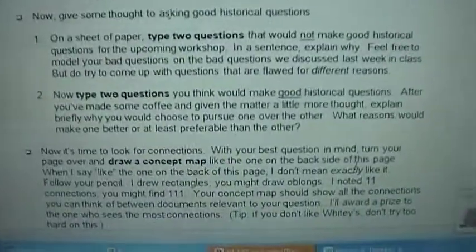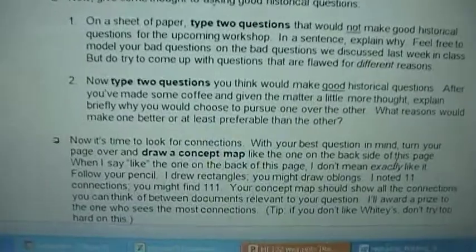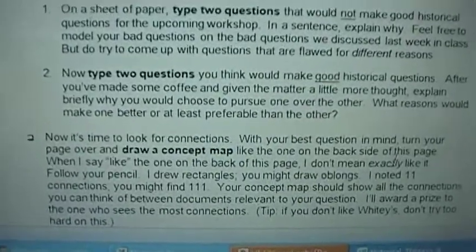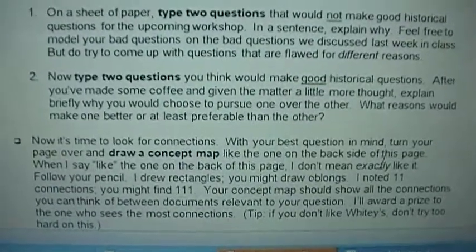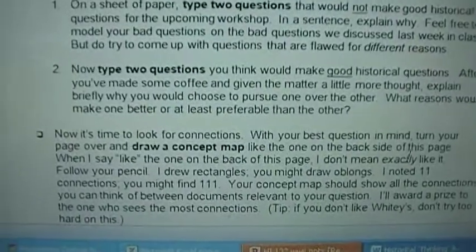Well, I hope that helps you, gives you some ideas for what makes a good historical question and what would make a question not so good. When we meet in class on Wednesday, Mingo will be on hand to help us run an exercise where we'll talk about the questions you bring and whether they're good ones or bad ones. The second part of the assignment is not about questions, it's about making connections. And I think that's pretty self-explanatory, so I'll end the video here and turn you over to the worksheet, and you can just follow the instructions for drawing a concept map that shows connections.